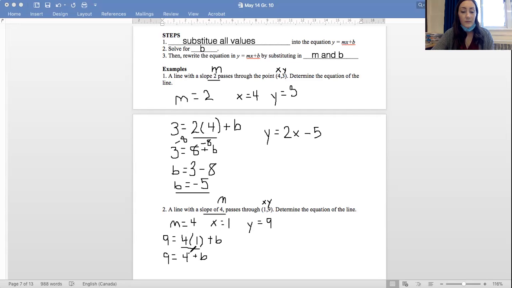Okay, to get rid of this 4, we have to subtract 4 on both sides. So this cancels this guy out, and then subtract 4. So 9 take away 4 is going to be 5. So our b is 5. Okay, and then our third step is to put it back into our equation. So y equals our slope, which is 4, x, and then plus our b, which is 5. And that's our equation.